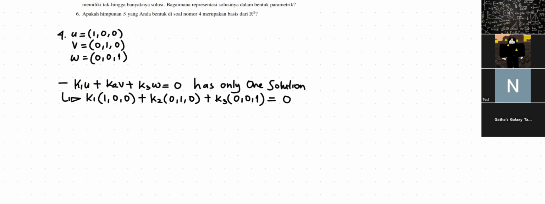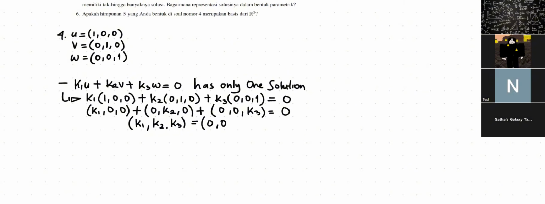Okay, the next step, we just calculate this equation. And if we calculate this equation, the answer is like this: k1, 0, 0, plus 0, k2, 0, plus 0, 0, k3, equals the zero vector. Okay, the final result is like this.